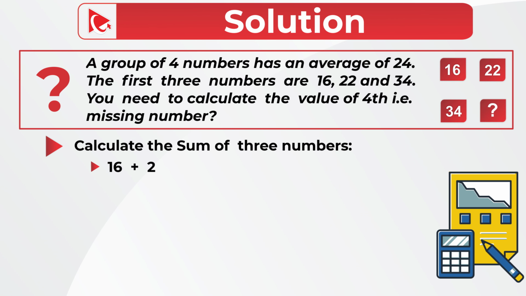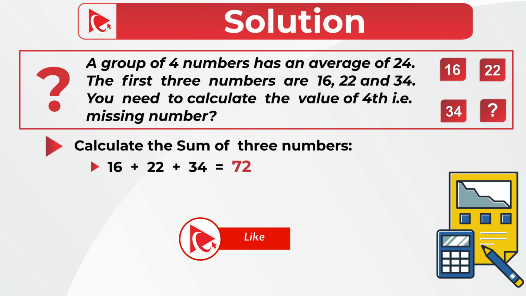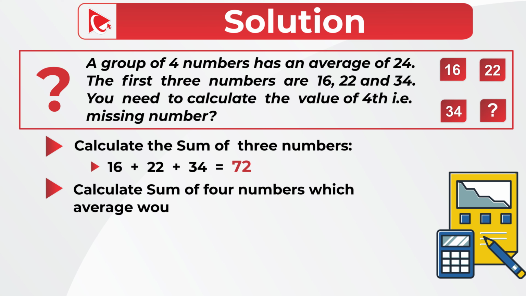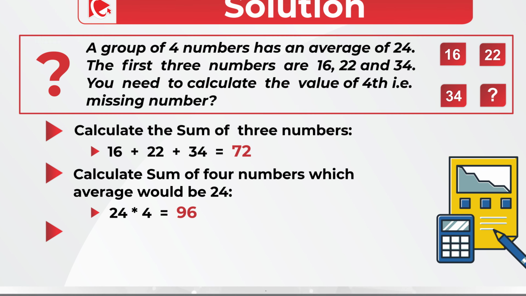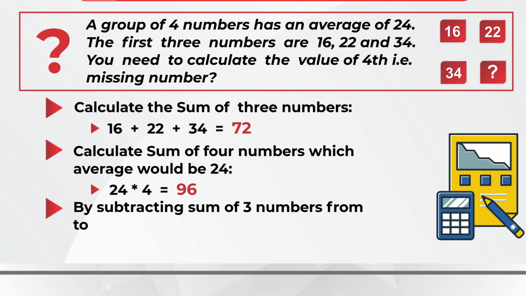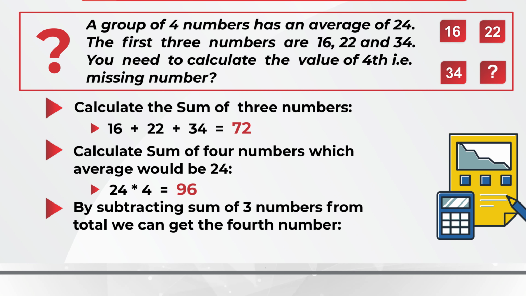16 plus 24 plus 34 equals 72. In the next step, we need to determine what would be the sum of four numbers for which the average would be 24. To do this, we need to multiply 24 by 4, and the end result of this would be 96. And in the last step, we need to subtract the sum of three numbers from the total where the average will be 24 to calculate the fourth number.